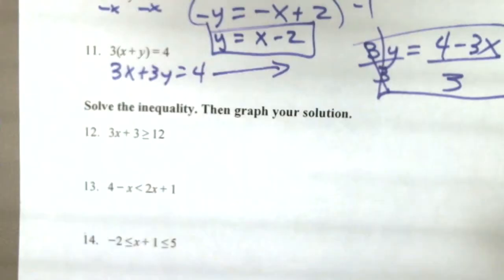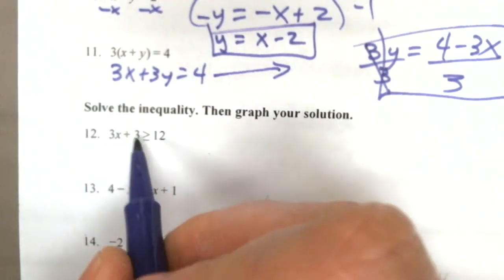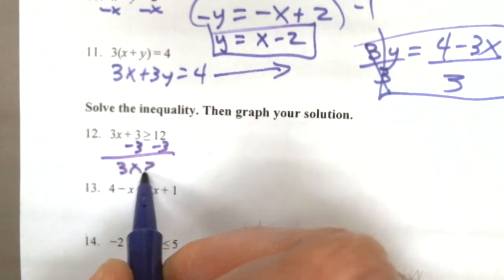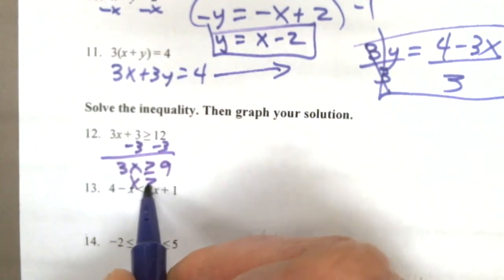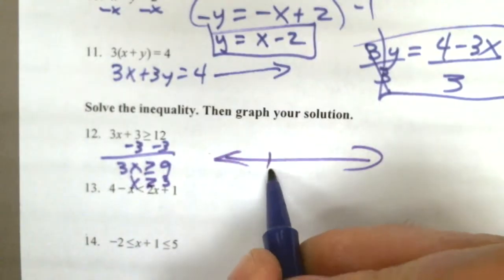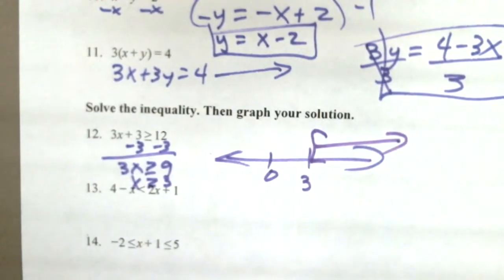Question number 12. I'm going to solve this and then graph it. So I'm going to subtract 3 from both sides. 3x is greater than or equal to 9. X is greater than or equal to 3. On my graph, here's 0, here's 3. Greater than or equal to is a bracket heading to the right.